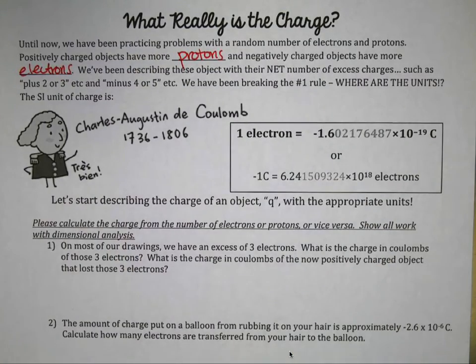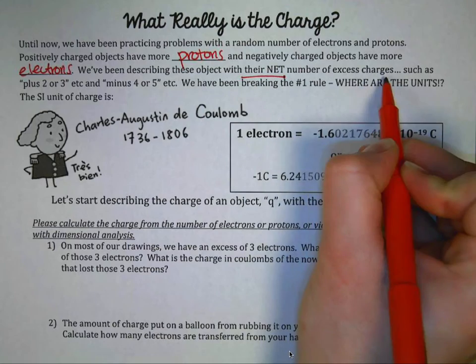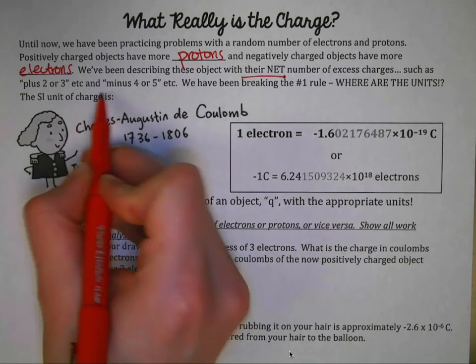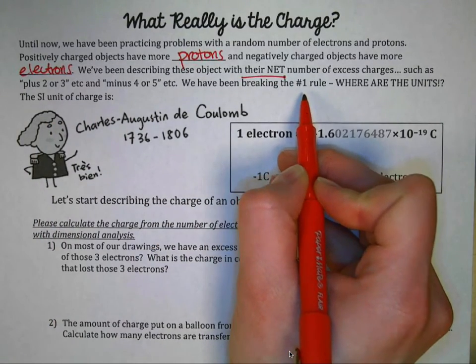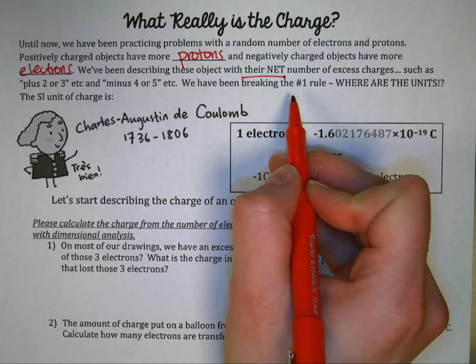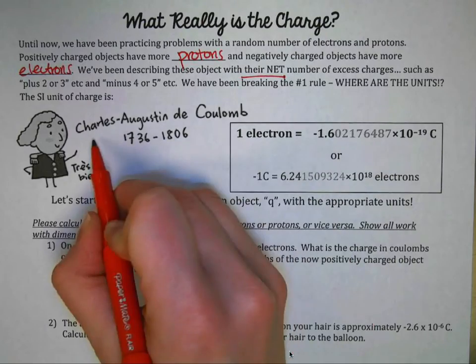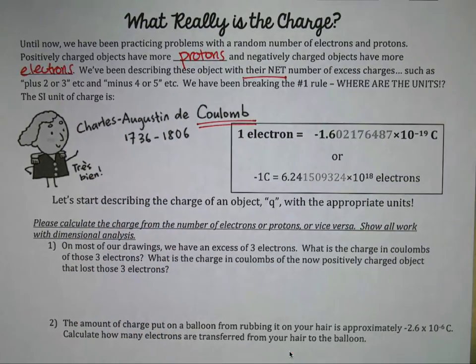and negatively charged objects have more electrons. We've been describing these objects with their net number of excess charges, net meaning the total sum, such as +2 or 3, or -4 or 5. We've been breaking the number one rule of not including units. So the SI unit of charge is named after Charles Augustin de Coulomb, and the unit is coulomb.